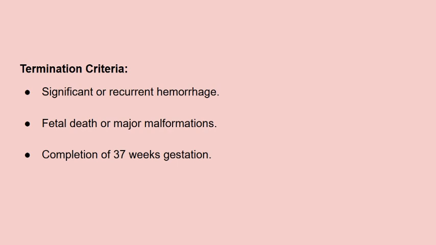If there's fetal death or there are major malformations, that is a bit unfortunate. But once the baby is dead, there's no point continuing with any treatment. And once you detect any major malformations while monitoring the baby on ultrasound, you should also go to active management. Then after the baby has completed 37 weeks, you should make effort to deliver the baby. There's no point keeping a placenta previa beyond 37 weeks.